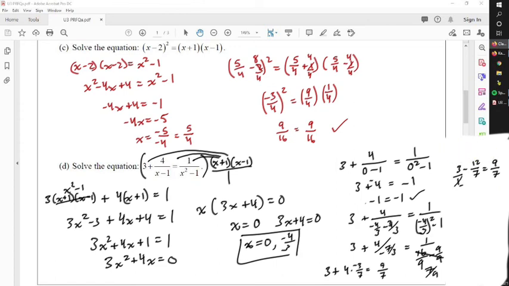So I find common denominators. My common denominator is 7, so that means the numerator becomes 21. 21 minus 12 is 9, and oh snap, that means it checks out. And we're done. Yay.